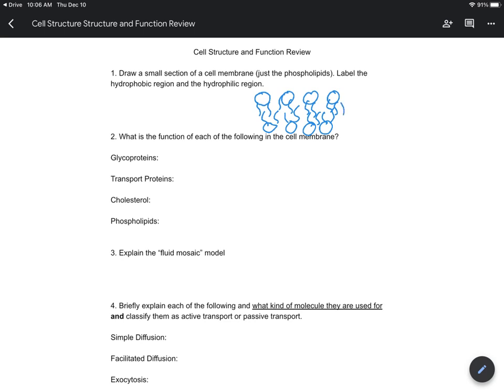The hydrophobic region is the tails, and the hydrophilic region is the part with the heads. Remember, hydrophilic means loves water, and it's watery outside the cells. Your blood and body fluids are watery, so the heads will orient facing the watery outside environment, and the hydrophobic non-polar tails will orient together on the inside away from the watery areas.